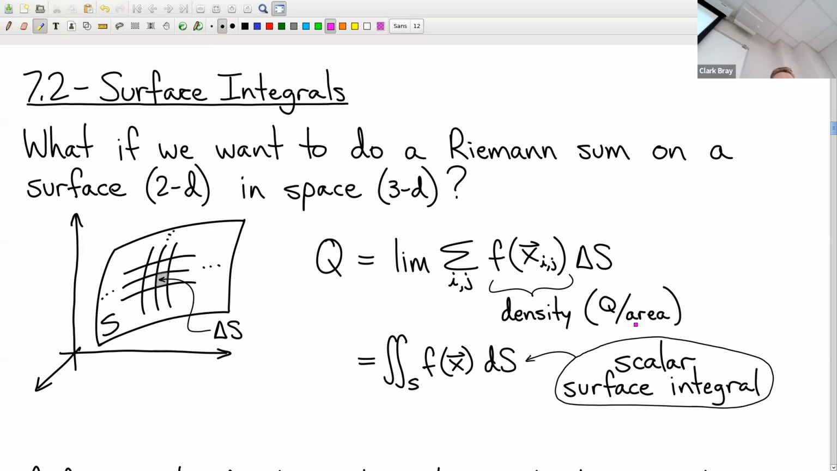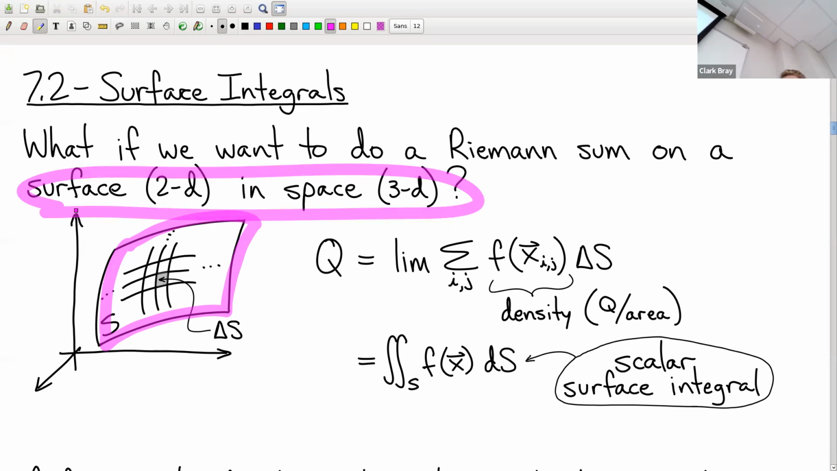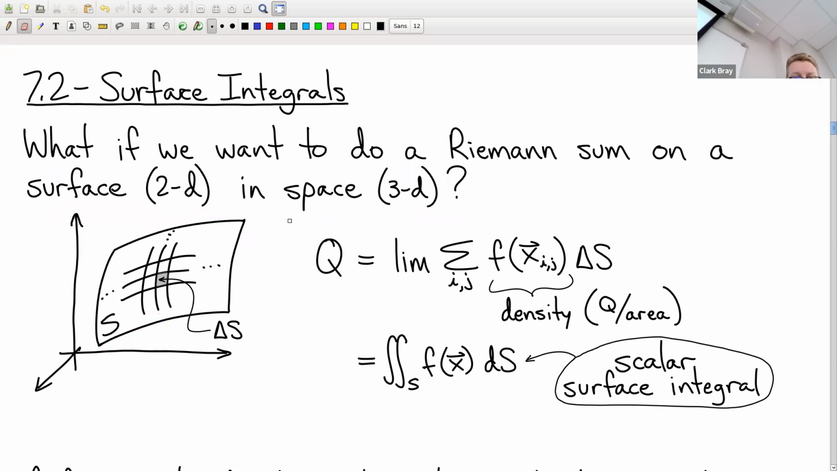Here's version number 5. If you have some surface here in space, again, dimensionally awkward, it's a two-dimensional thing. It lives in a three-dimensional world. I can't talk about a triple integral to compute, let's say, the mass or whatever of that surface. It's not exactly a double integral either, because it lives in three-dimensional space. So what do we do? Well, I just define a new kind of Riemann sum.